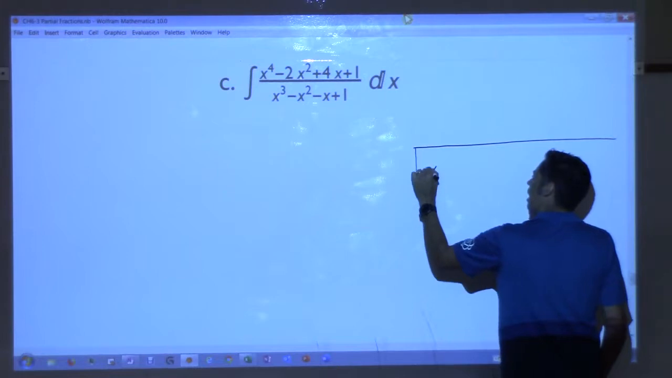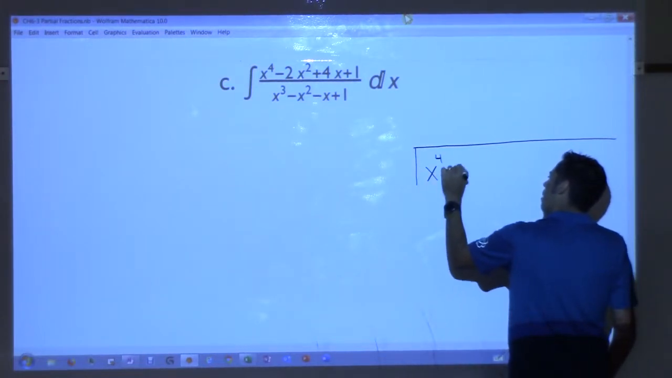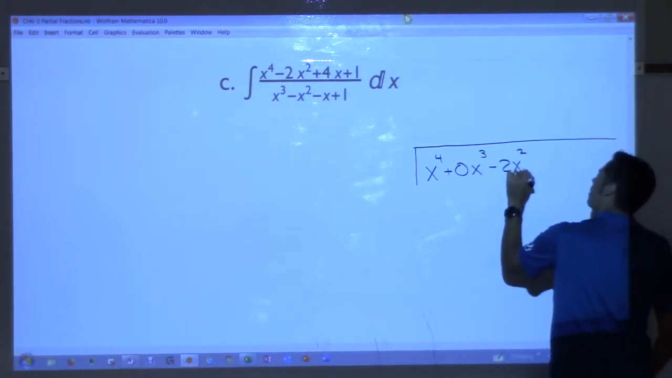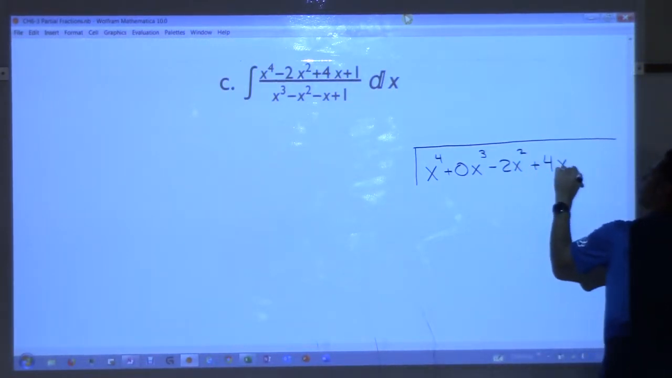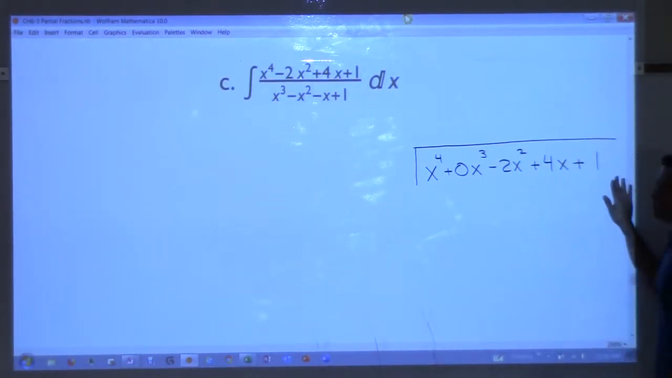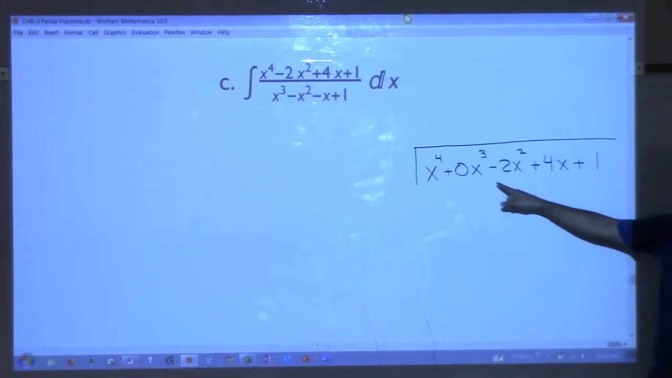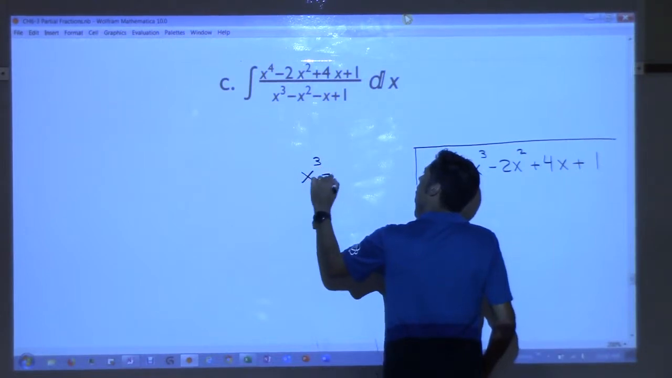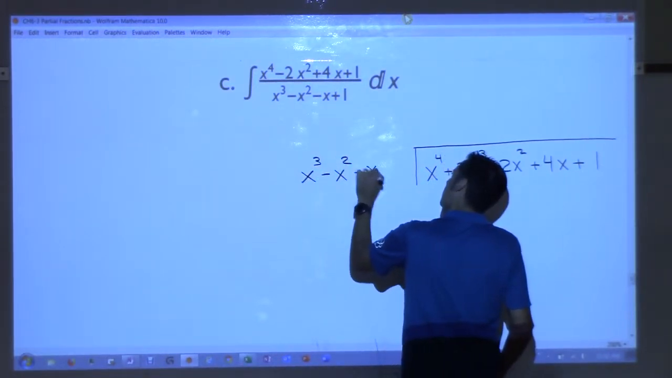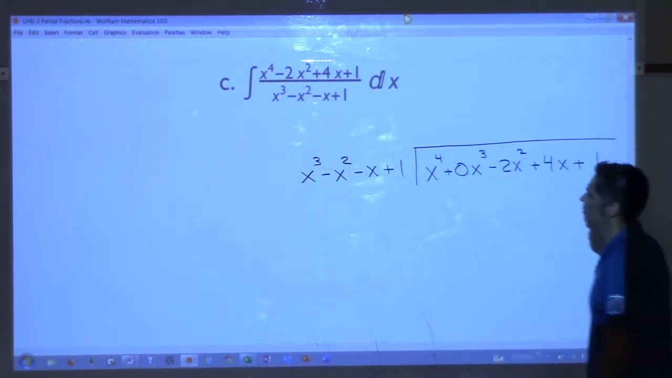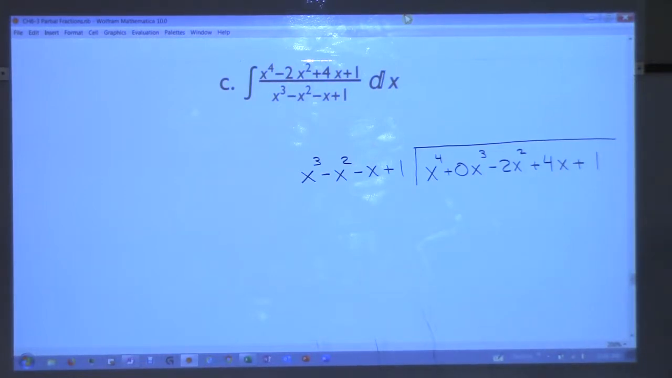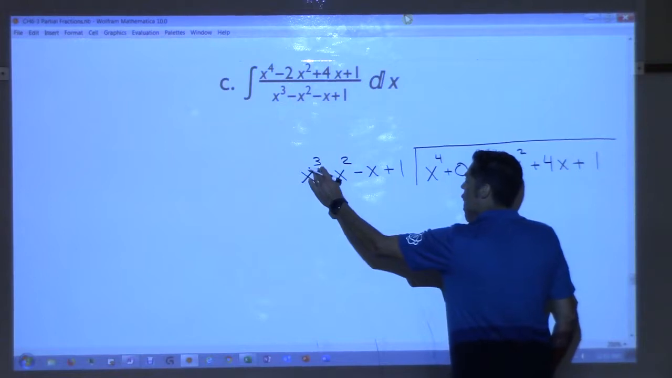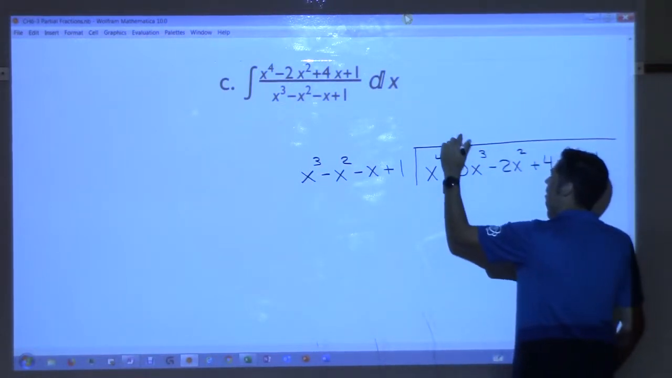Inside goes x to the 4th plus 0x cubed minus 2x squared plus 4x plus 1. So remember that 0 in there, right? And on the outside goes that divisor. And multiply x cubed by x, right, to get x to the 4th. So put x up here.